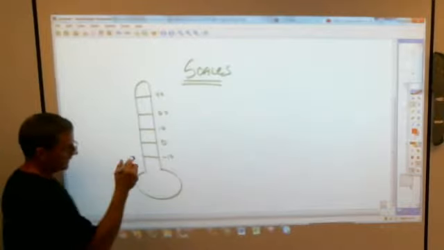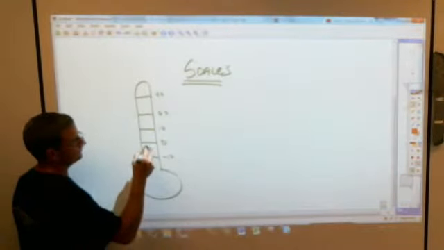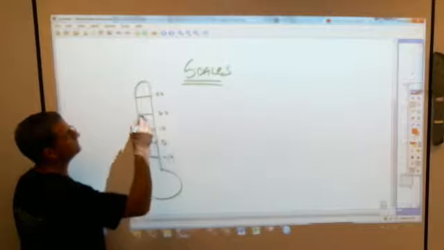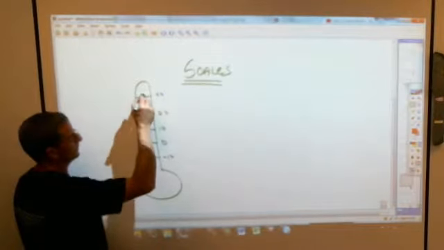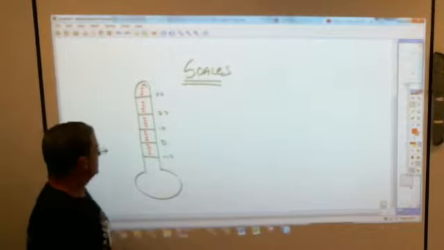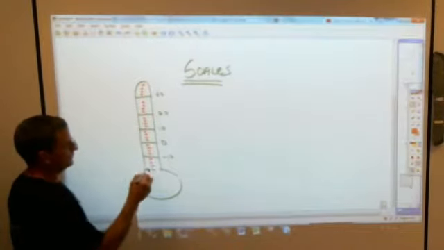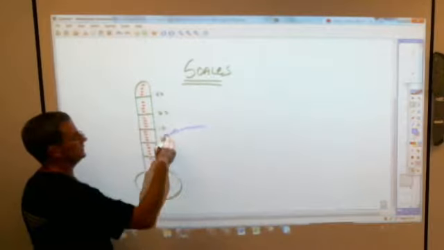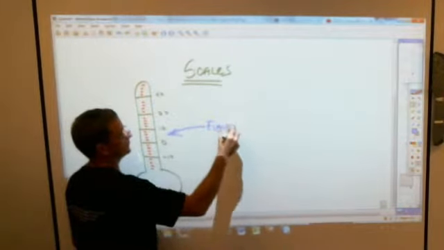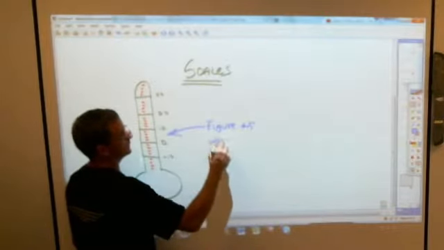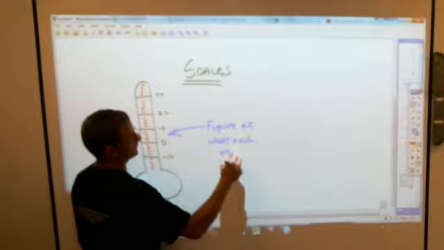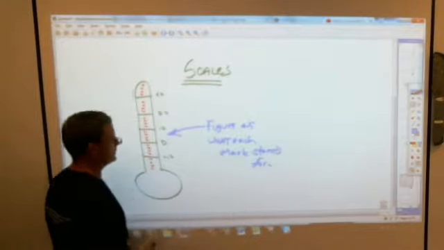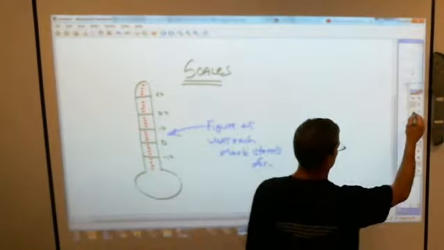What is the deal with scales? When you see scales, the first thing you have to do, here's the important thing, is figure out what each mark stands for. Because not always is each mark worth just one little thing.